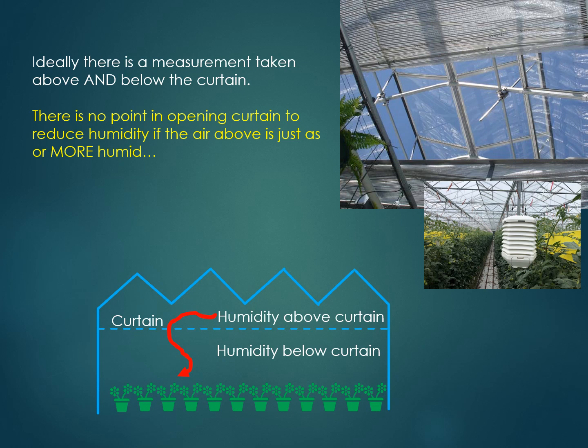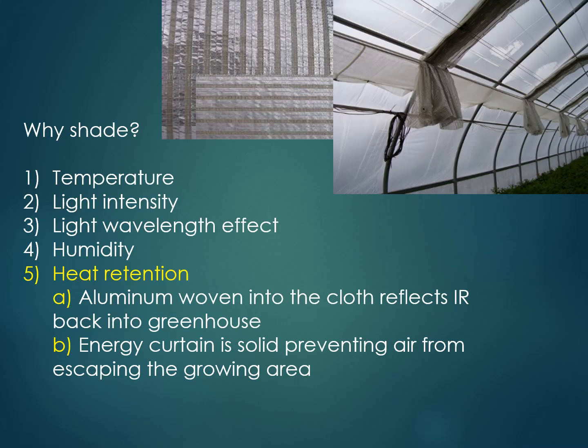Ideally, to prevent the scenario I was just talking about, you would put a sensor above and below the curtain. So up here would be a sensor, and then down below the curtain would be a sensor. And then as a grower, you would know that if the air above the curtain is no different in humidity, then there's no point in going through this exercise. It's not going to do anything. So that's something that a lot of greenhouses like to do, is to track temperatures above and below the curtain.